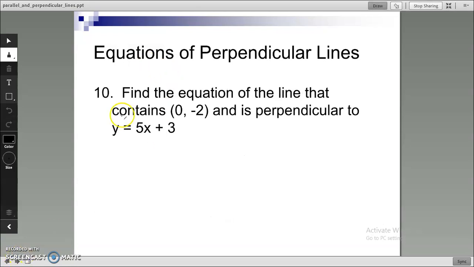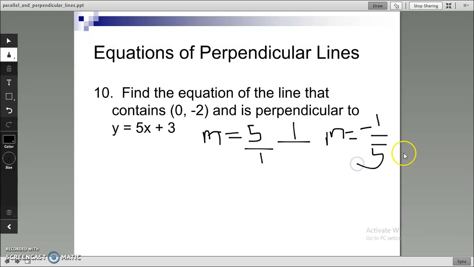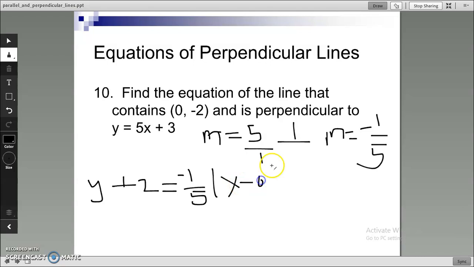All right, it says find the equation of the line that contains (0, -2) and is perpendicular to y equals 5x plus 3. We know our slope here is 5, and the perpendicular of that, because again we have this invisible 1, would be -1/5. So we can put it in our y minus y1 form, so it's going to be y plus 2 equals -1/5 times x minus 0.